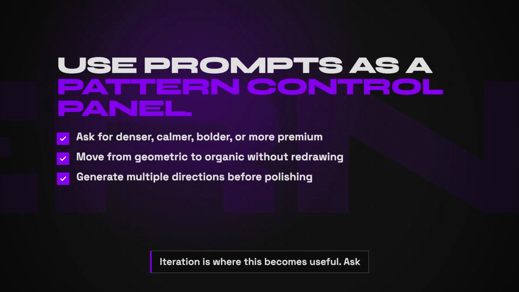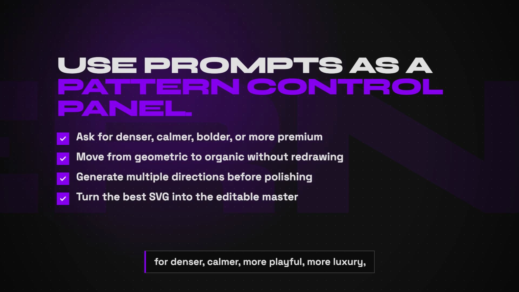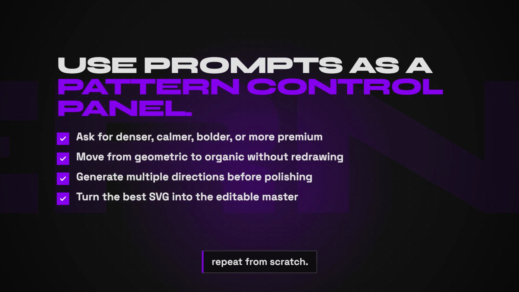Iteration is where this becomes useful. Ask for denser, calmer, more playful, more luxury, more geometric, or more organic. Generate a few versions, pick the strongest direction, then use the SVG as your editable base. That is much faster than rebuilding a repeat from scratch.